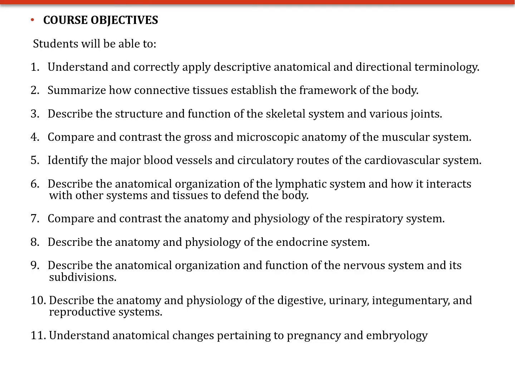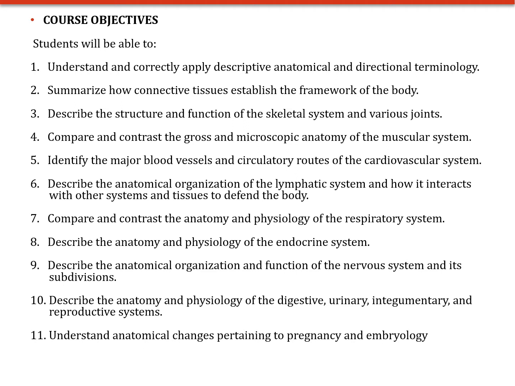Course objectives. So you will be able to, at the end of this semester, understand and correctly apply descriptive, anatomical, and directional terminology. You will have a summary of how connective tissues establish the framework of the body. You'll be able to describe the structure and function of the skeletal system and the joints. You will be able to compare and contrast gross and microscopic anatomy of the muscular system. We generally focus more on the gross structures, not the microscopic, but there are some cases where we do elaborate more on the microscopic, and the muscular system is one area where we do that.